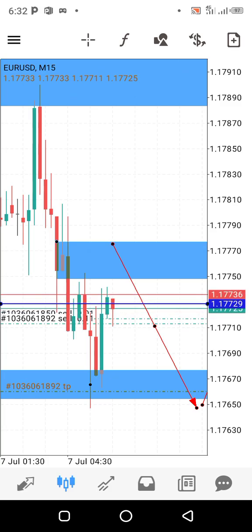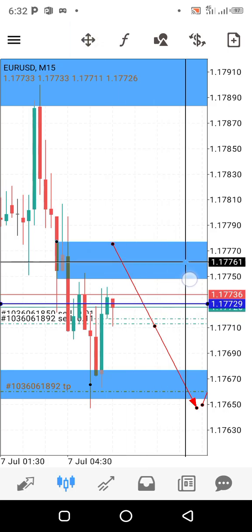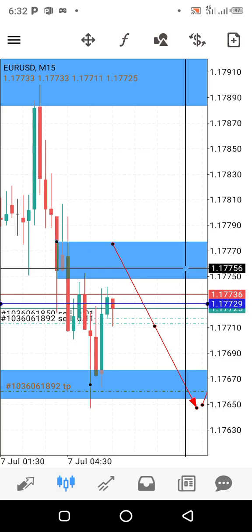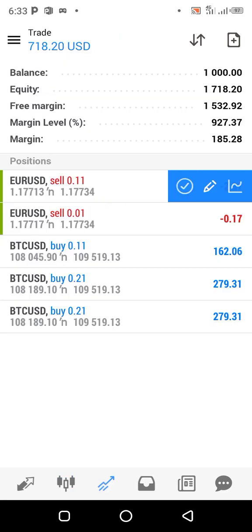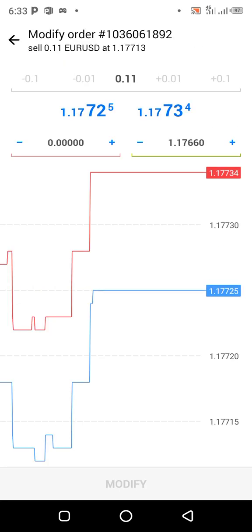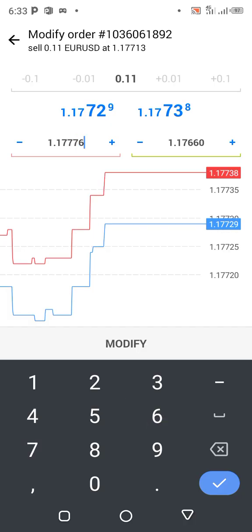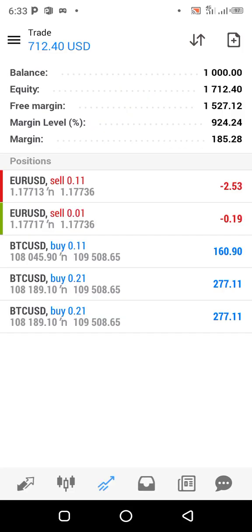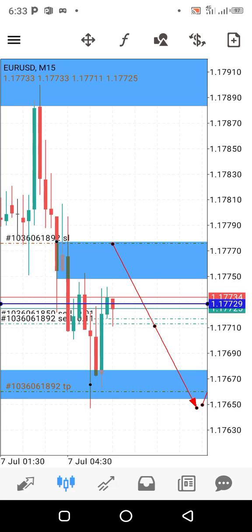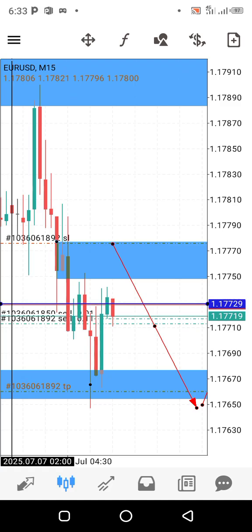So my stop loss, this area here is where my stop loss will be. That will be 1.17756. So that's my stop loss for the 0.1 position. And yeah, I guess I'll just be holding these trades for some time.